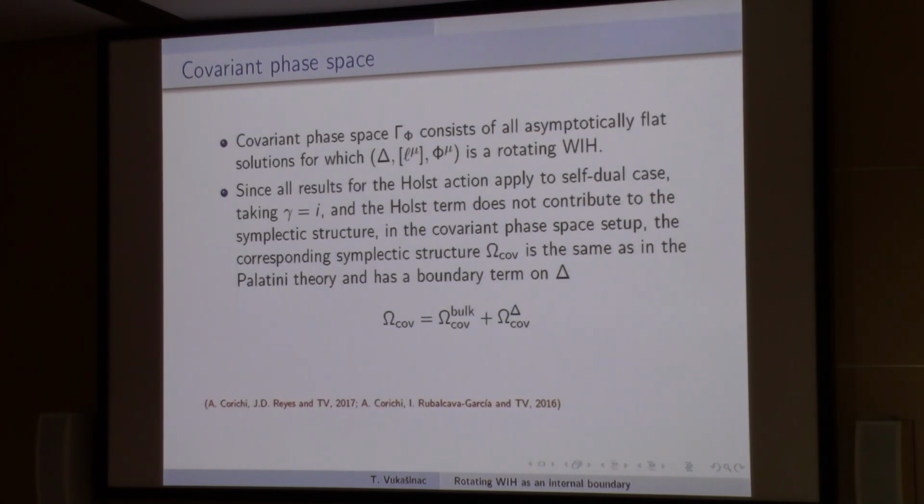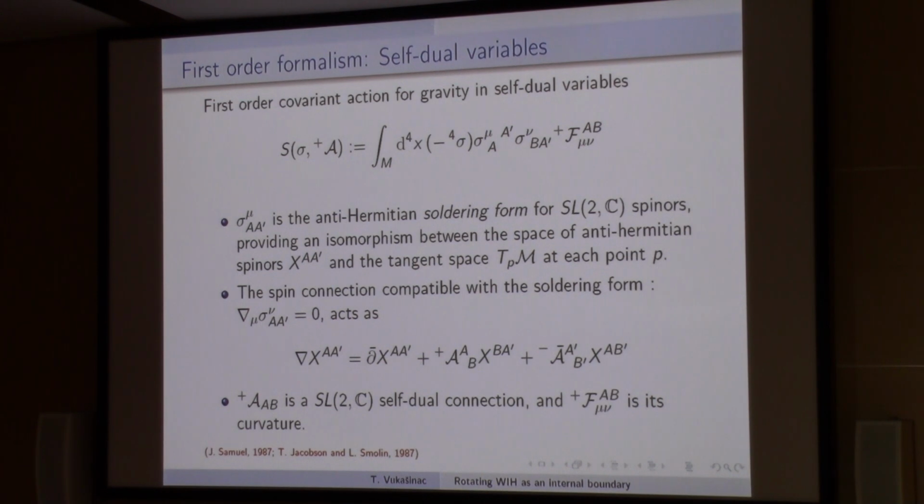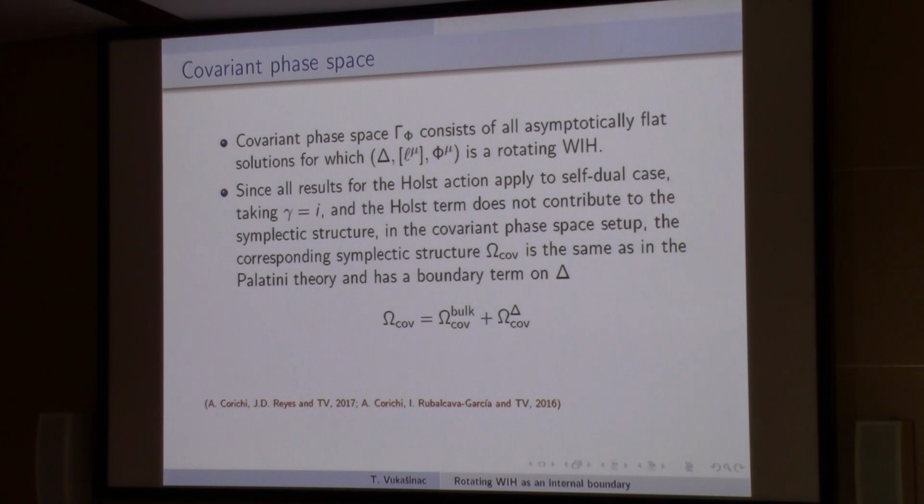So in the covariant formalism, we have a covariant phase space, which is formed by all the solutions of Einstein's equations that have an isolated horizon as the internal boundary. And our case, as I said, our action is this one. But it turns out that everything that we did at some point for the Holst action reduces to this case when we just take gamma equals i. So we can just take some results that we obtained earlier for the Holst action. And one of them is, for example, that the Holst term that is added to a Palatini action does not contribute to the symplectic structure.